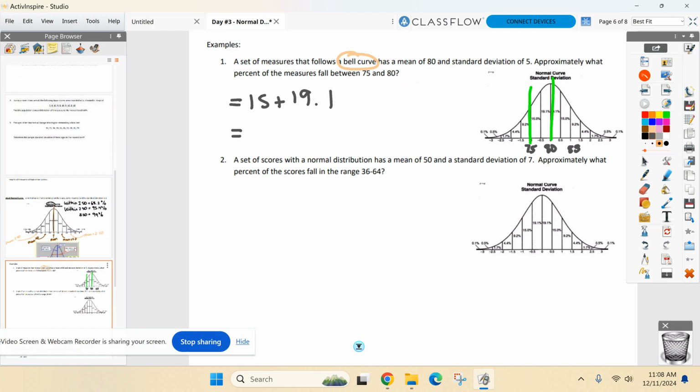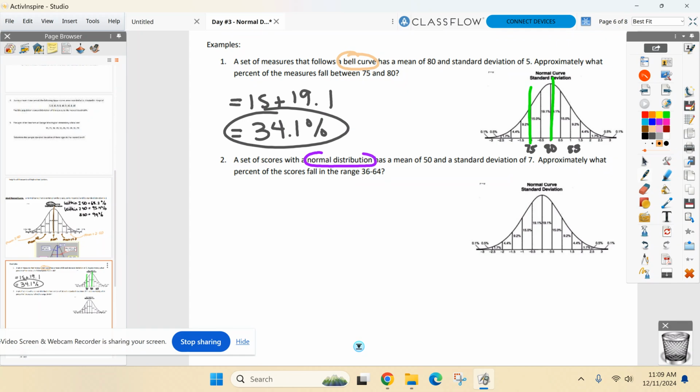Everyone see where I'm getting the numbers on the curve and why I'm adding those two percentages? Yes, we're good there. So that's what? 34.1% of the scores. All right, we know one doesn't make us great. Let's keep going. A set of scores with a, circle that term right there, normal distribution.